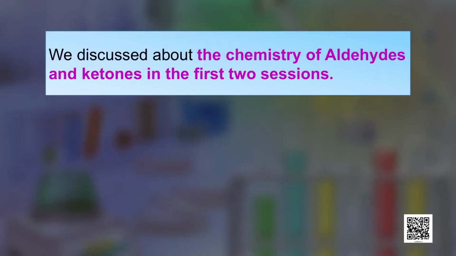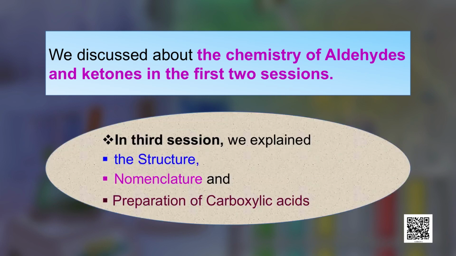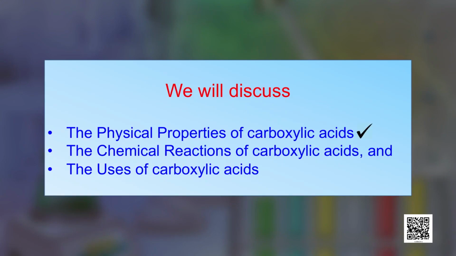As you remember, we discussed the chemistry of aldehydes and ketones in the first two sessions, while in the third session we explained the structure and the nomenclature as well as the preparation of carboxylic acids. In continuation to that, in this session we will discuss the physical properties of carboxylic acids, the chemical reactions of carboxylic acids and the uses of carboxylic acids.